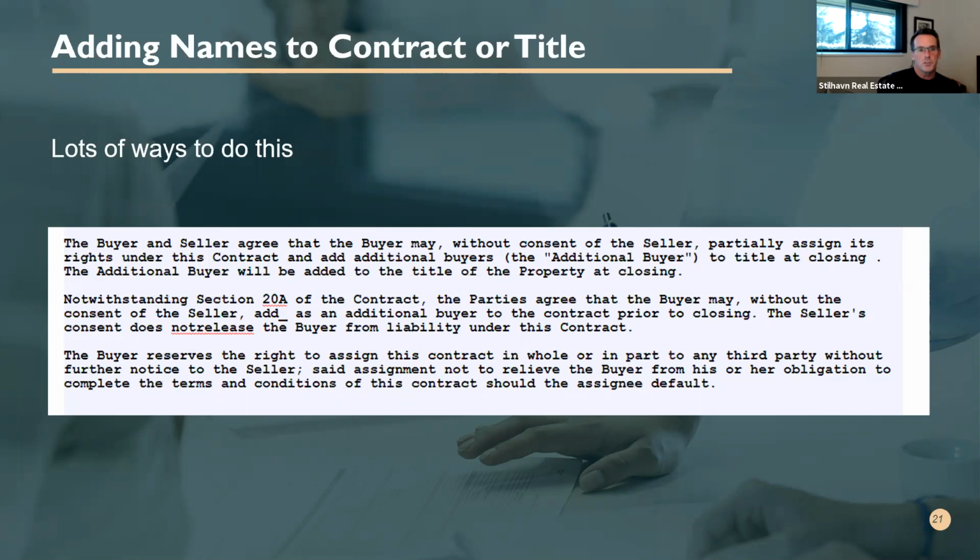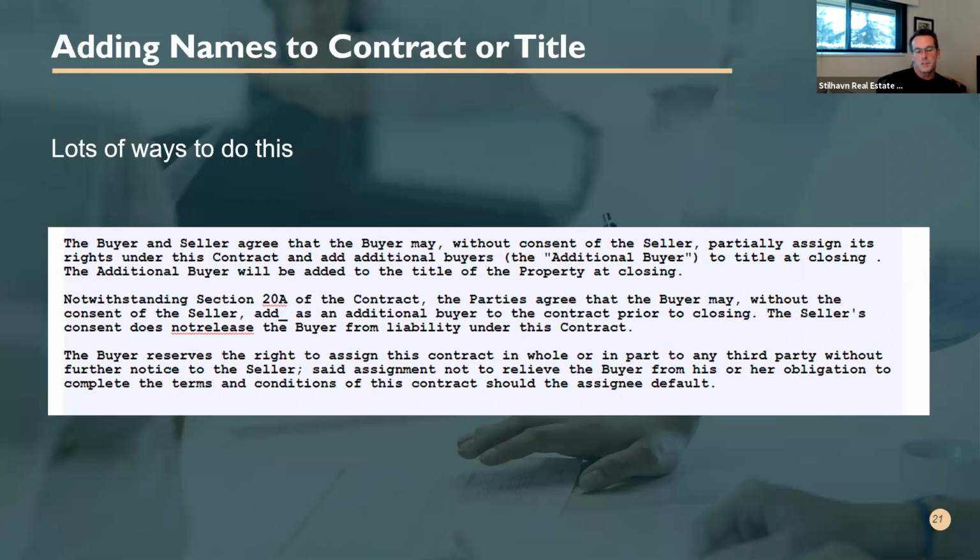Or notwithstanding section 20 of the contract, the parties agree that the buyer may, without the consent of the seller, add so-and-so as an additional buyer to the contract prior to closing. You notice this one says to contract and not to title on closing. The seller's consent does not release, typo there, release the buyer from liability under this contract. And then in cases where they're not sure if they're going to, but they want to reserve the right to assign it: the buyer reserves the right to assign this contract in whole or in part.